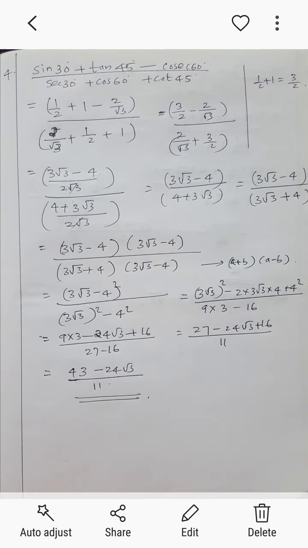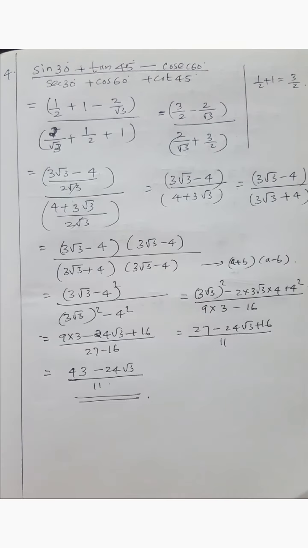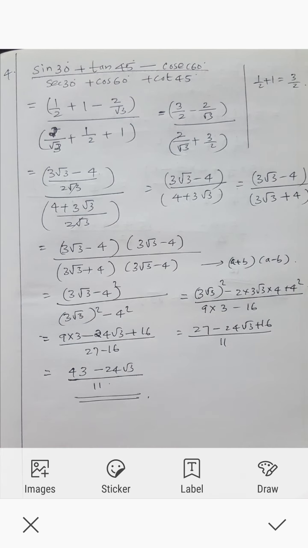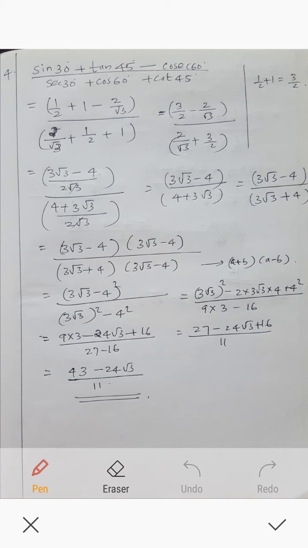Another question of the same type. Evaluate (sin 30 plus tan 45 minus cosec 60) divided by (sec 30 plus cos 60 plus cot 45). Substitute all those values. Sin 30 is 1 by 2, tan 45 is 1, cosec 60 is 2 by root 3, sec 30 is 2 by root 3, cos 60 is 1 by 2, cot 45 is 1. All those values are substituted.